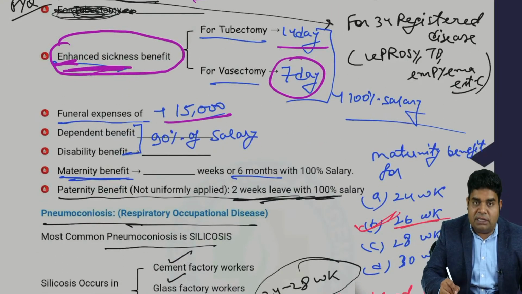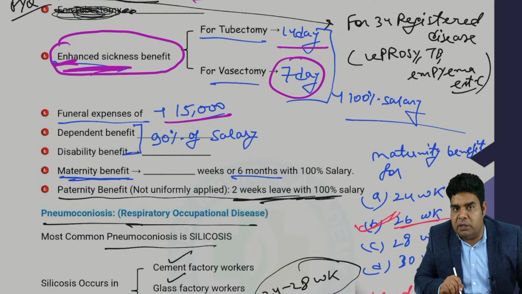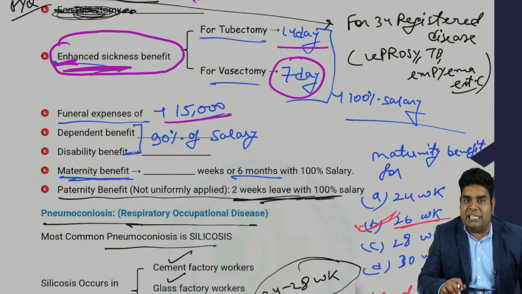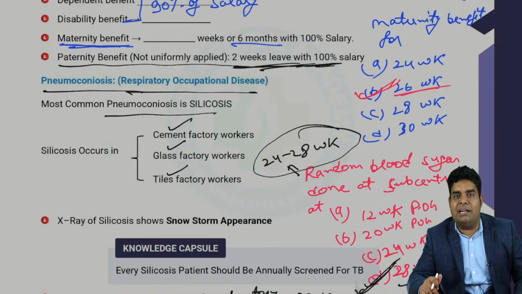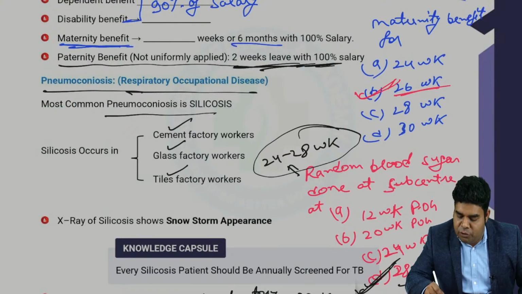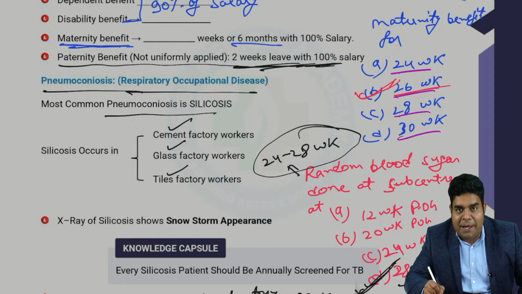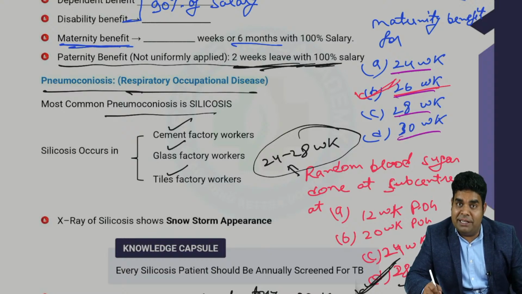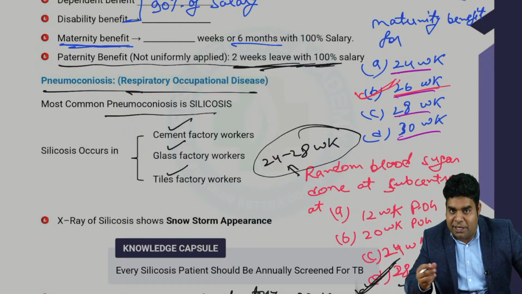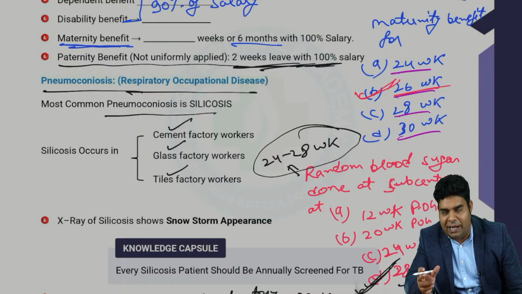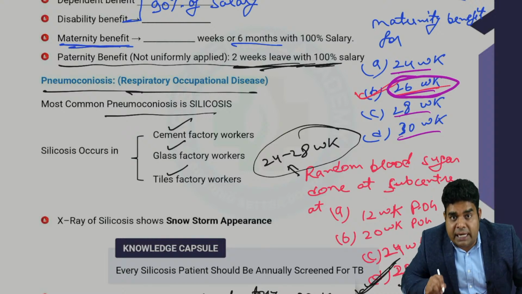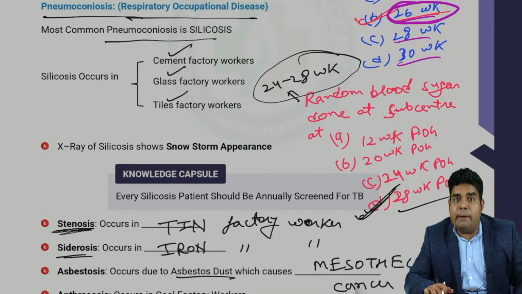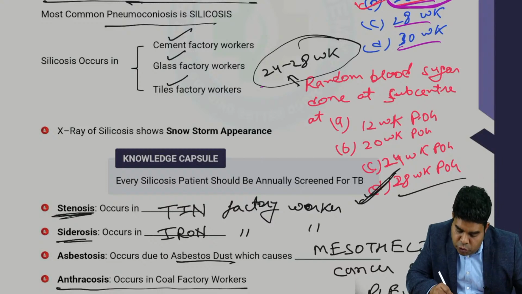Funeral expenses is 15,000, dependent disability is 90%, and maternity benefit is 6 months. So very intelligently, in one of the MCI exams, they asked what is the duration of maternity benefit? 24, 26, 28, 30. People thought 24 because 6 months. But then there are some extra days, 28 days is only 4 weeks. So the extra day will count for 26. Remember, maternity benefit 26 weeks. Second thing, when do we take random blood sugar? The ideal time is 24 to 28 weeks.